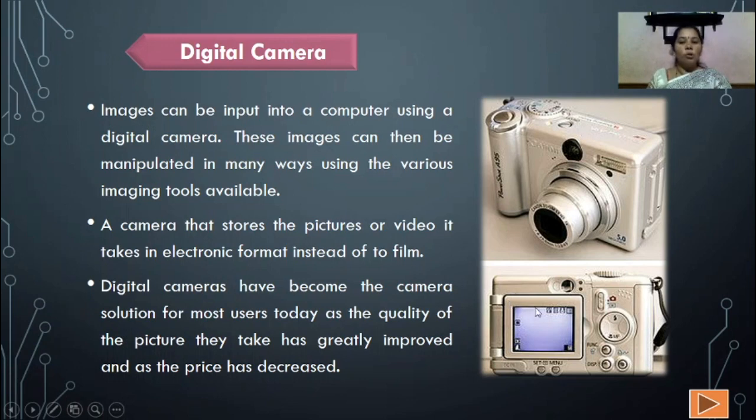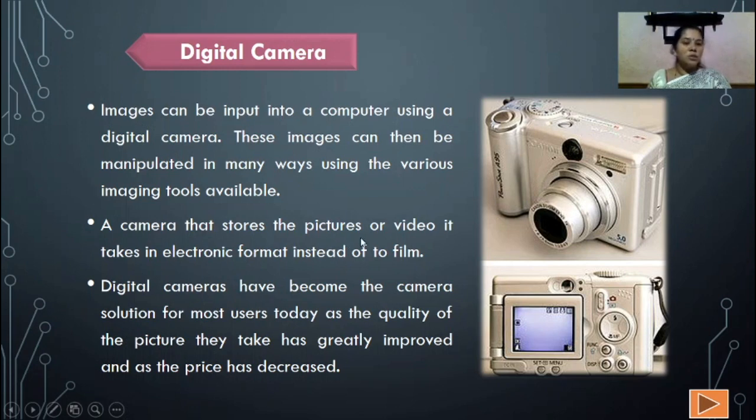You can see an LCD screen here, and whatever image you click is displayed immediately on the screen. How can we say this digital camera is an input device? Once we click all the photos or images we want, later through a cable we connect this camera to the system. Once the camera is connected to the system, whatever data is seen in the camera is seen in the system. So this acts like an input device.